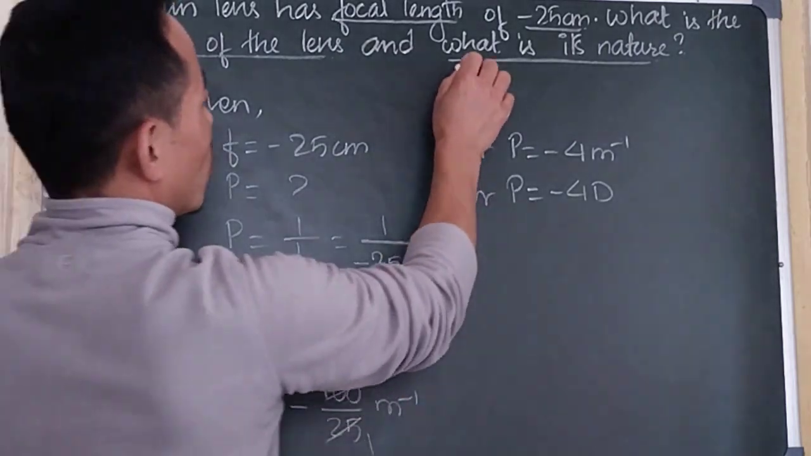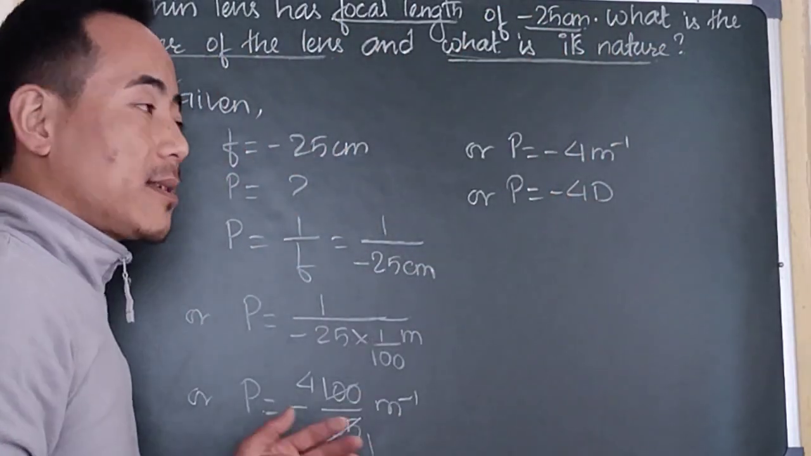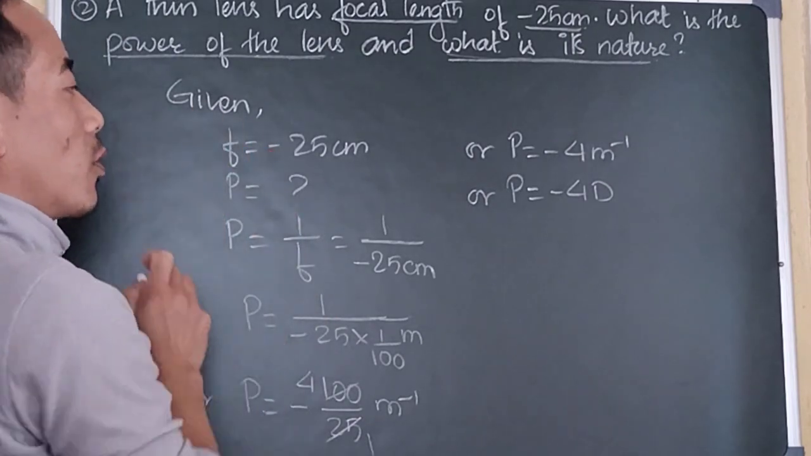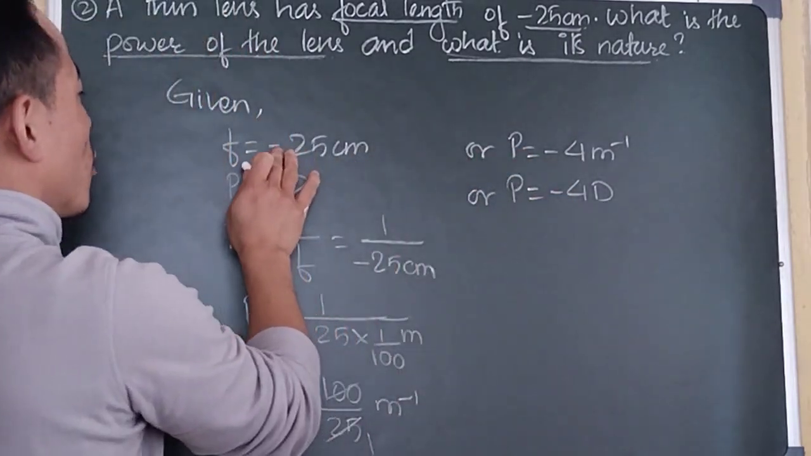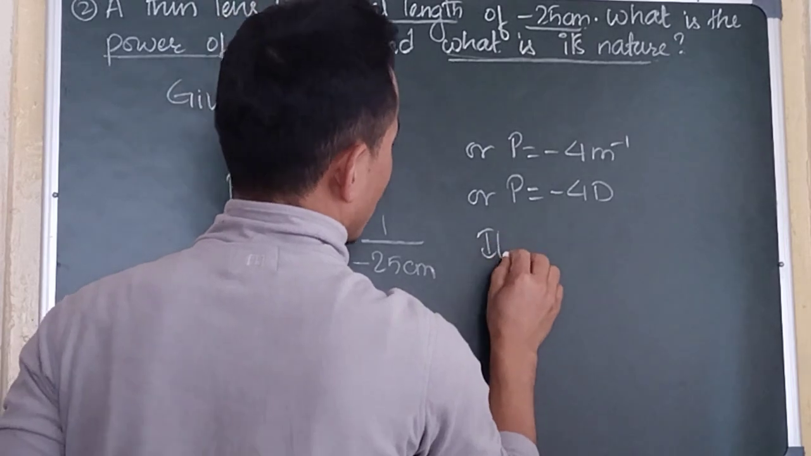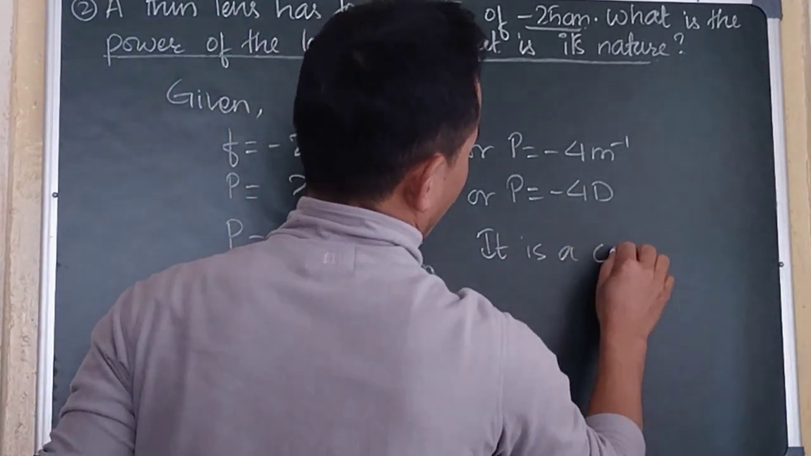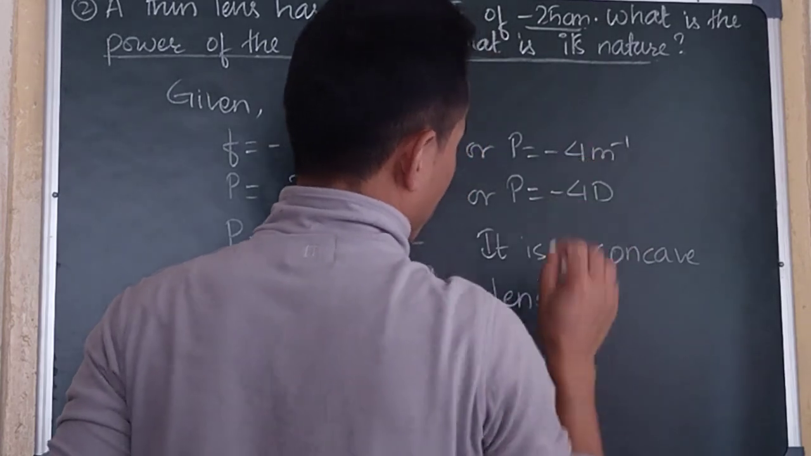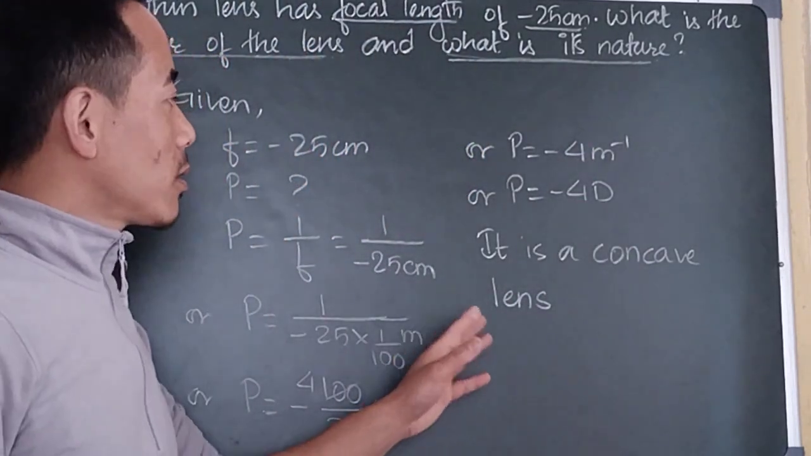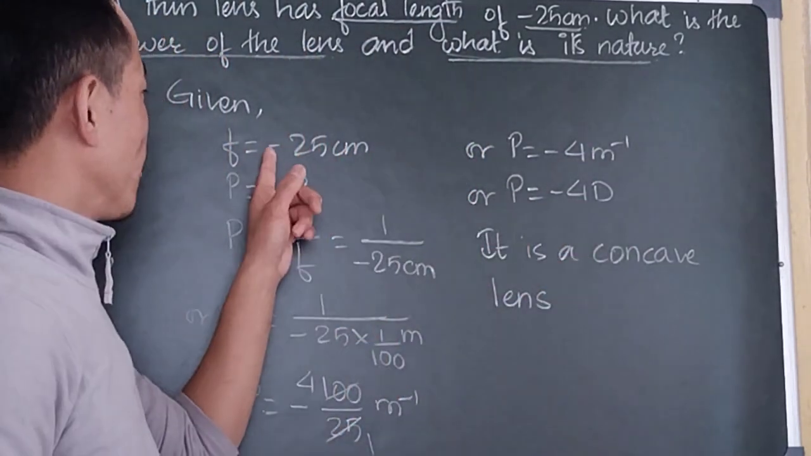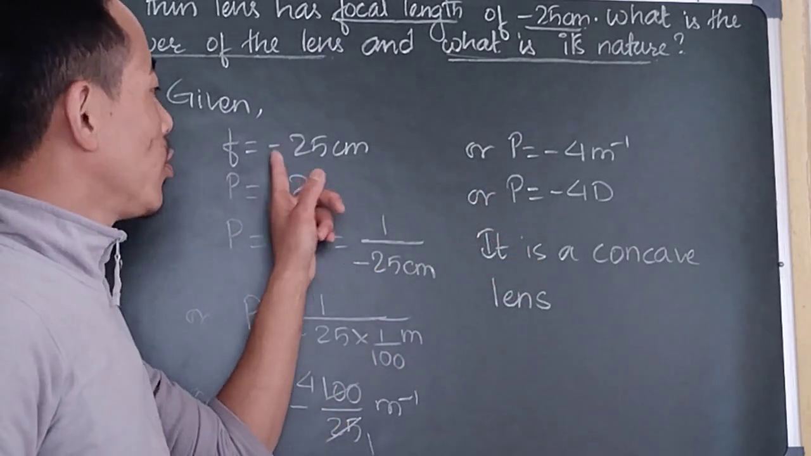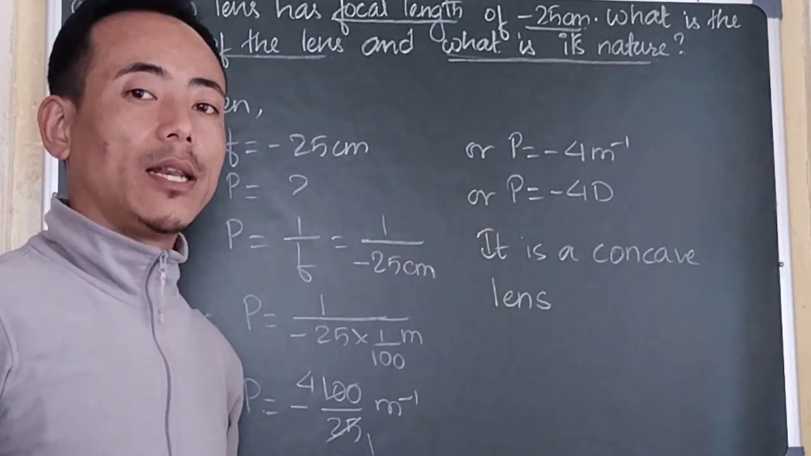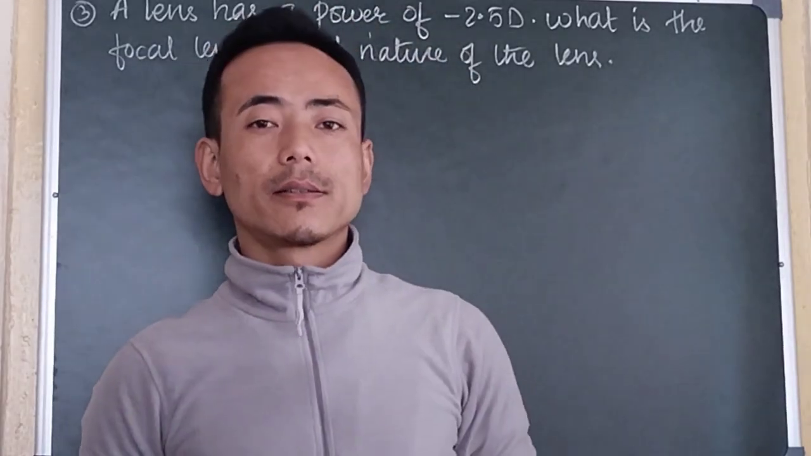Now the second part is what is its nature. As I said, you don't have to do anything here. You just look at the sign convention of the power as well as the focal length. Since the power and the focal length are negative, you can write it is a concave lens. So that's all. You just look at the sign convention and you can write the answer. If the focal length is positive, it will be a convex lens. If it is negative, then it will be a concave lens. So let's discuss the third question.